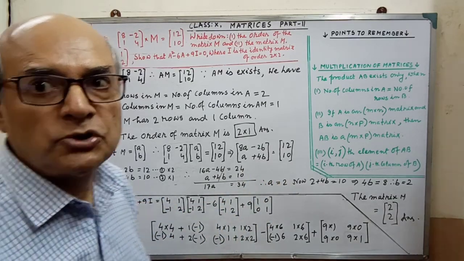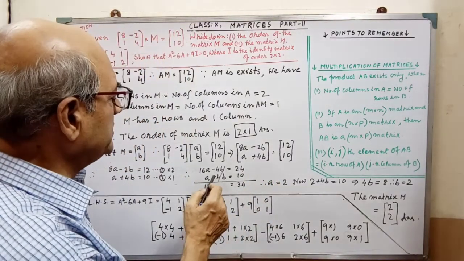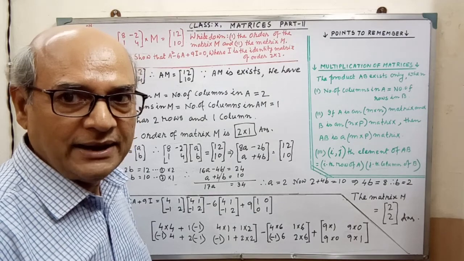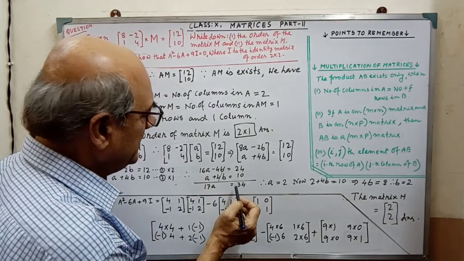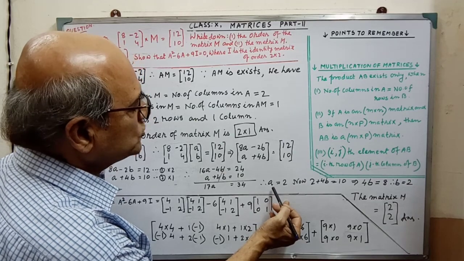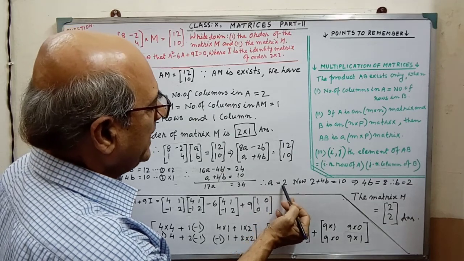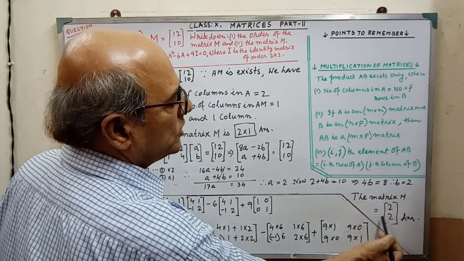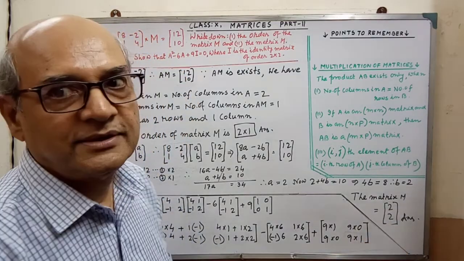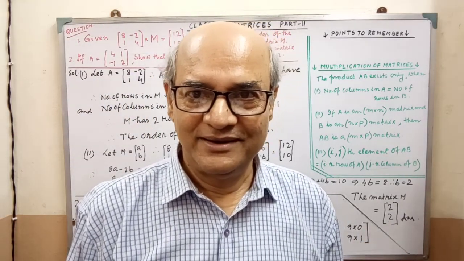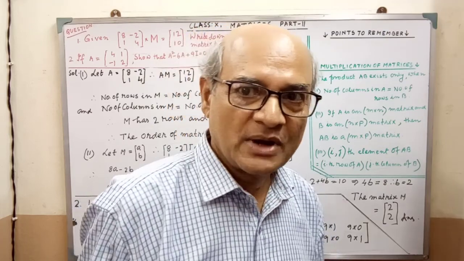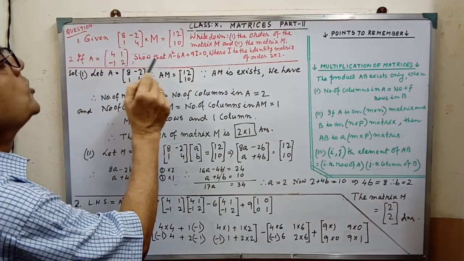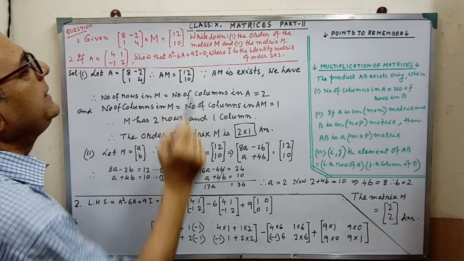By this, we are getting two simultaneous equations. These two simultaneous equations we have to solve. This solution you have learned in class 9, and now if you follow the steps, easily you will understand. So by solving these two equations, we are getting A equal to 2 and B equal to 2. Therefore, the matrix M equals 2 and 2. I think the sum is completed. I think you understand also.